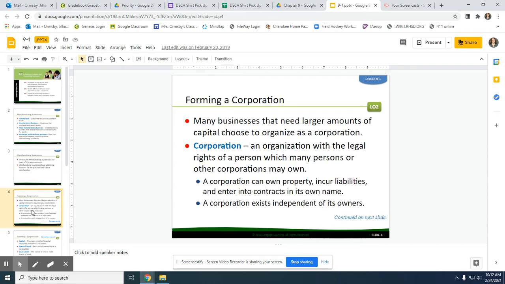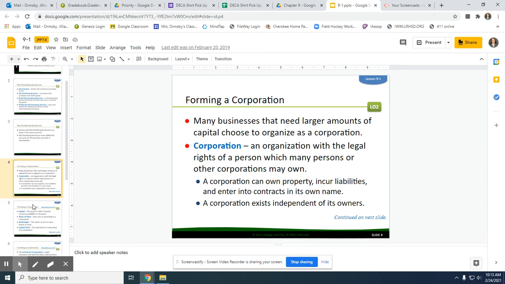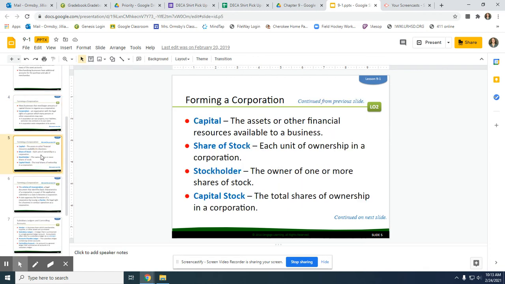Now, many businesses that need larger amounts of capital choose to organize as a corporation. Before, our business was a sole proprietorship owned by one person, but a corporation is an organization with the legal rights of a person, which many persons or other corporations may own. A corporation can own property, incur liabilities, and enter into contracts in its own name, and a corporation exists independent of its owners.